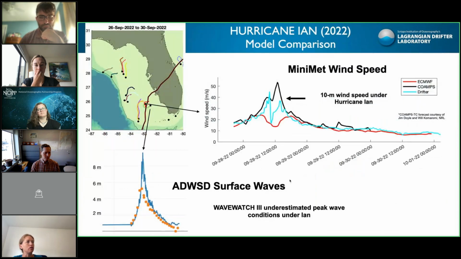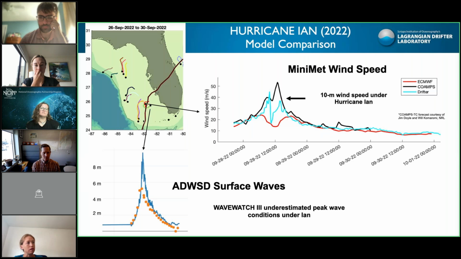You can look at a single drifter. This is what it might look like from WaveWatch 3. And so you can see what we try to do is see where the models perhaps are not seeing the same thing that the observations are. For Hurricane Ian especially, we have this huge hurricane coming onshore, and the models in general, things like WaveWatch 3, well, this is publicly available WaveWatch 3, underestimated the peak.